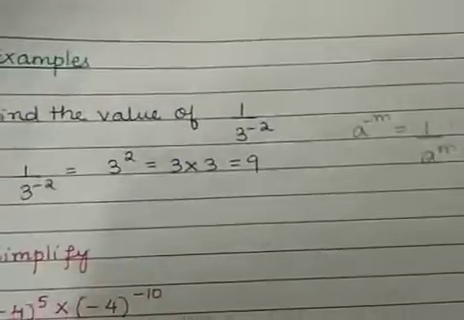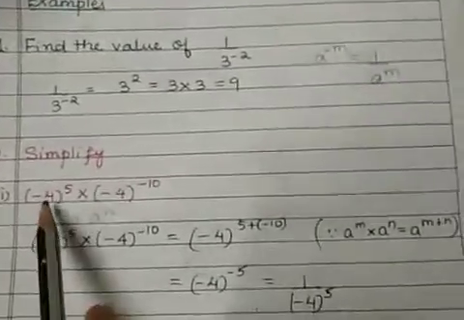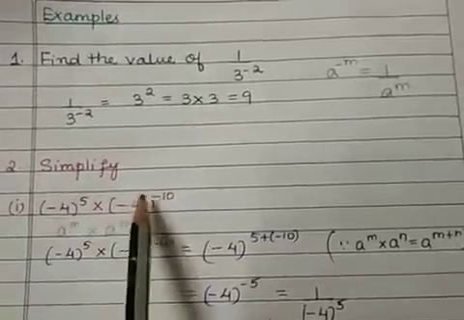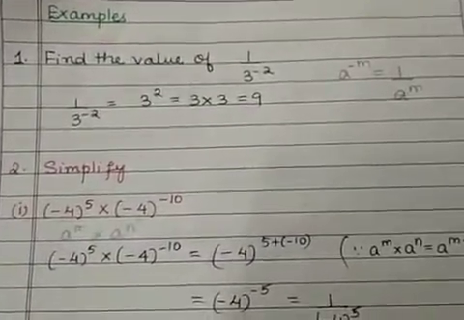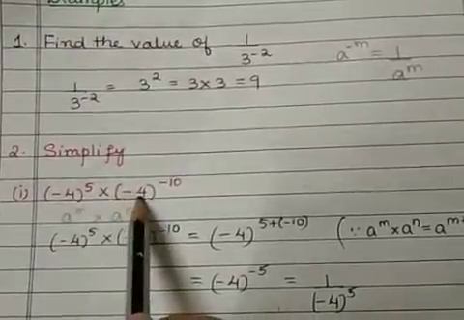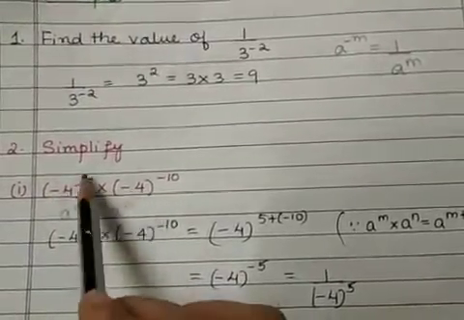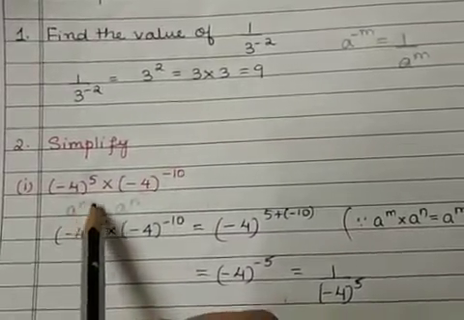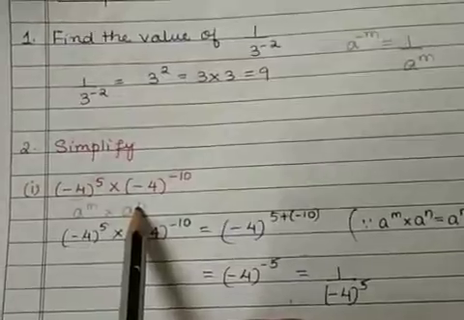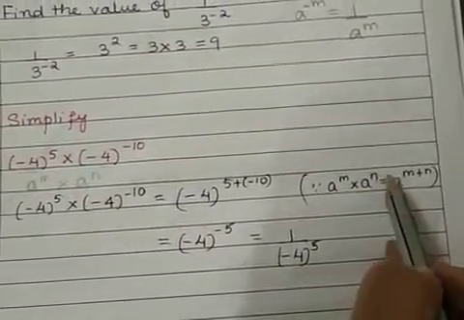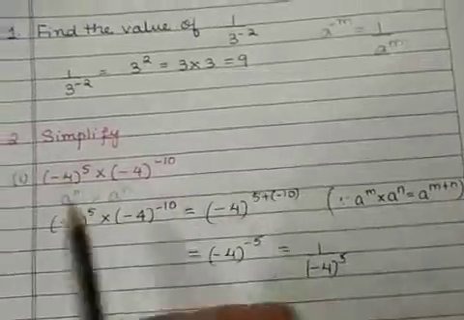Now let us look at the second example. Minus 4 raised to 5 multiplied by minus 4 raised to minus 10. Okay, you have to find this. If you see here, this is minus 4 and minus 4. So the base is the same and the exponents are different. So it is of the form a raised to m multiplied by a raised to n. And what is the formula? a raised to m multiplied by a raised to n is a raised to m plus n. So this is the law.